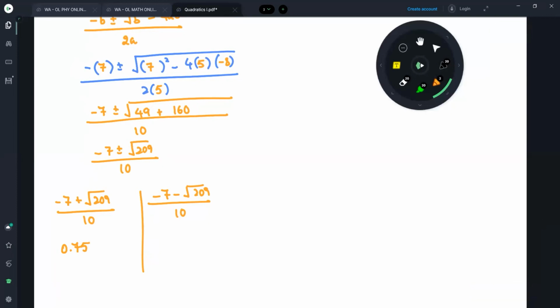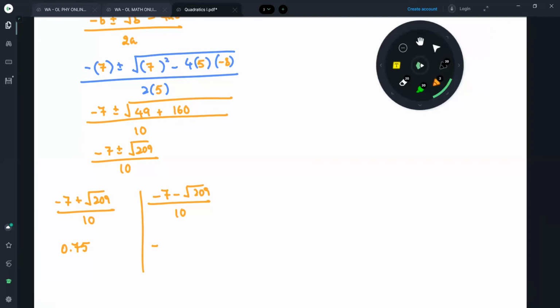My answer is 0.75. For the first one is 0.775. Very good. Second one is 0.745 minus 2.15, 14, minus 0.74575, and the first one is positive 0.75.